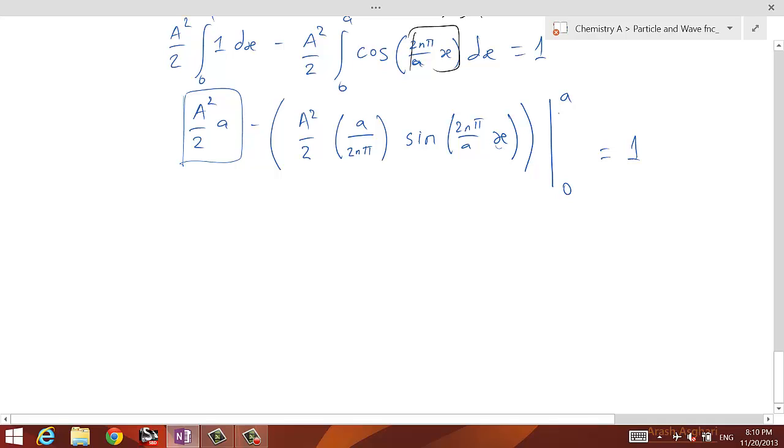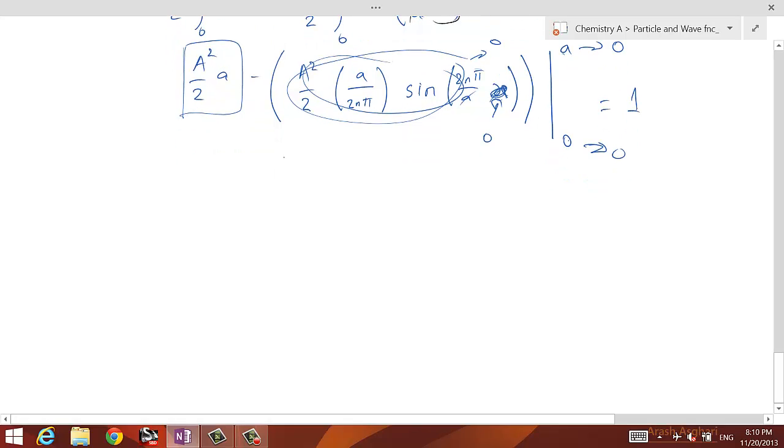We substitute a. If we put this a inside, you get 2n pi. Sine of 2n pi is of course 0. So for a, the whole part is 0. Now you try to substitute 0 inside here. Sine 0 is of course 0, and everything inside is also 0. So this is also 0. So it will be 2 over 2a minus 0 minus 0, right?